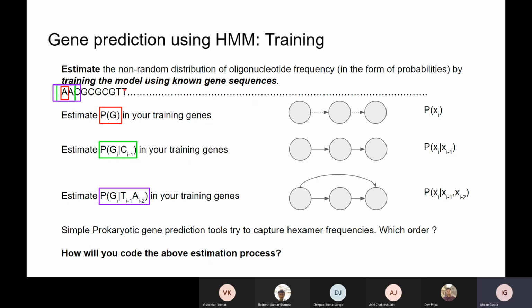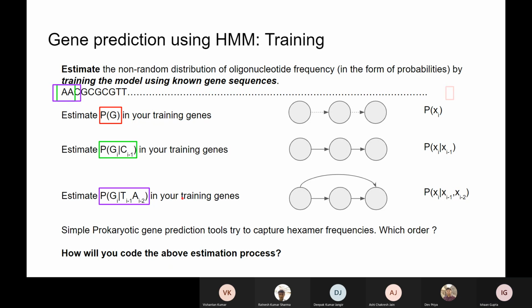For example, for training a 0-order Markov model on this particular sequence, you would extract all the 1mers and figure out these probabilities. For a 1st-order Markov model, you would extract all the 2mers and then estimate the specific 2mer frequencies in this format. Similarly for all the 3mers.